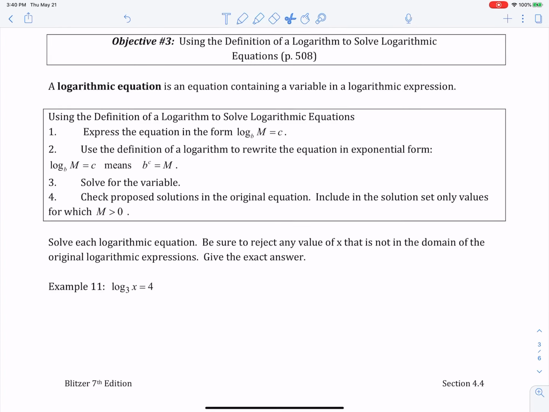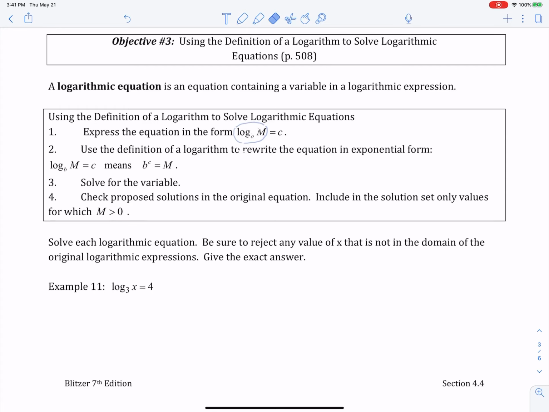We are going to be solving logarithmic equations. To solve logarithmic equations, or equations containing variables in the logarithmic expression, we're going to, of course, use the help of exponential equations. So the steps are the following. Express the equation in the form solved for the logarithm. Solve the single logarithm equal to a variable.